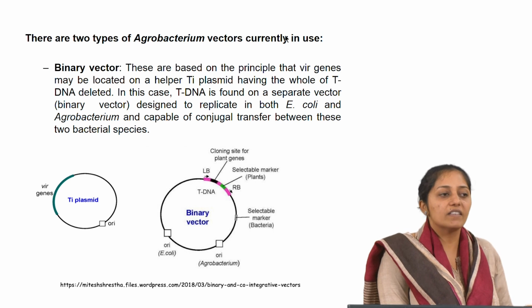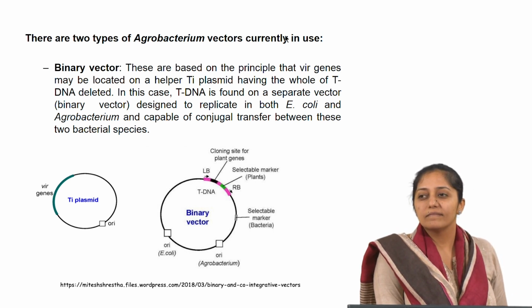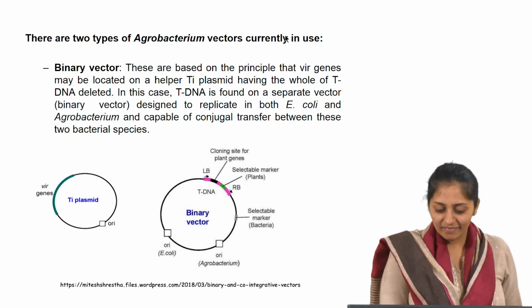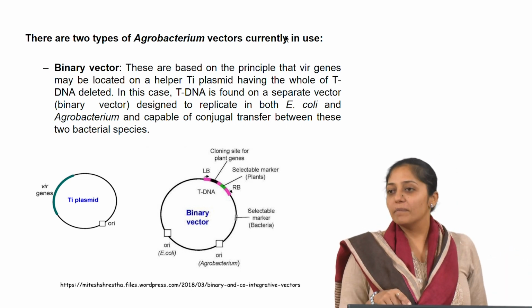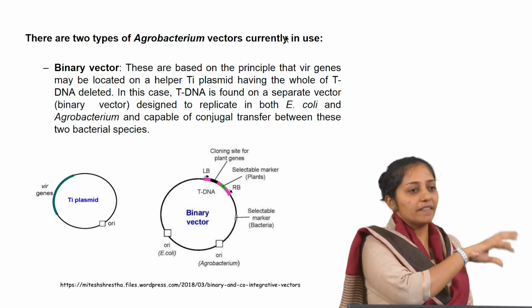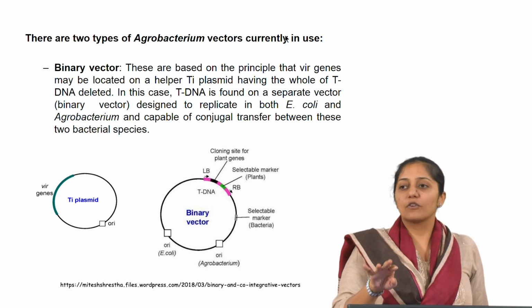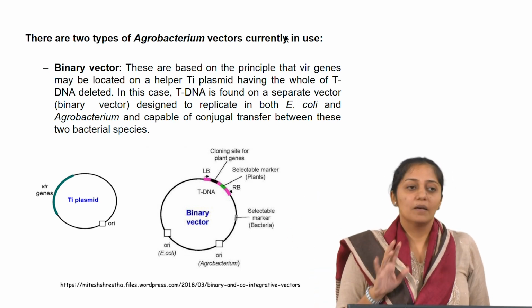Why unnecessarily have this E. coli step in between? To be able to grow it in bacteria, because of having multiple copies. Because it is a bigger plasmid, the copy numbers cannot multiply in agrobacterium. So you need to have more copies, and then you transform those into the agrobacterium, and then this transformed agrobacterium is used to transform the plant cells.